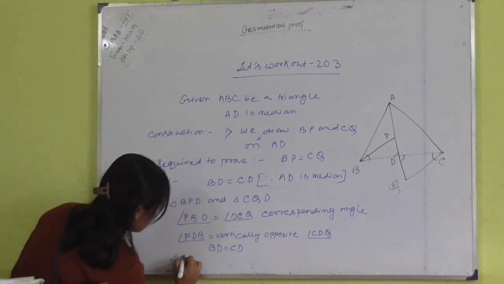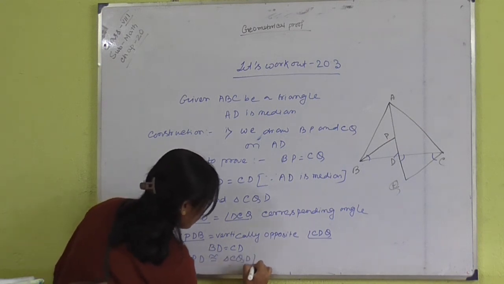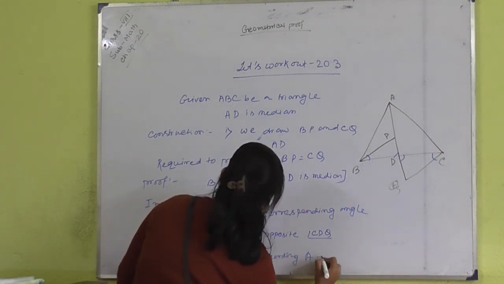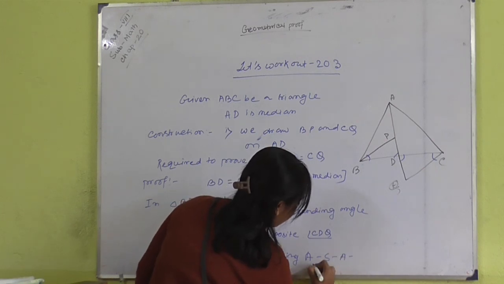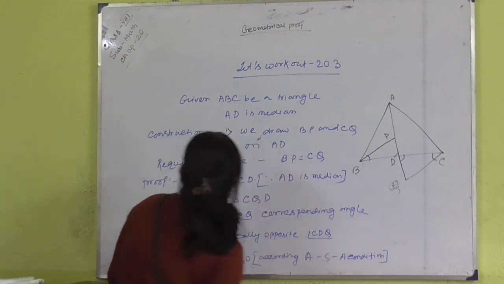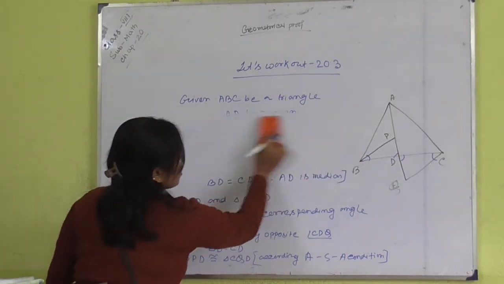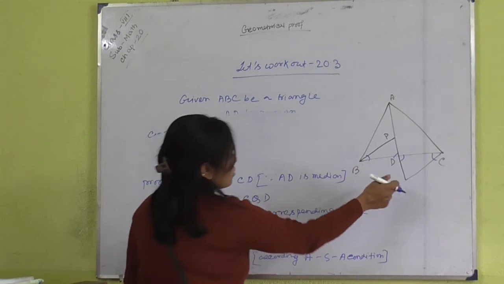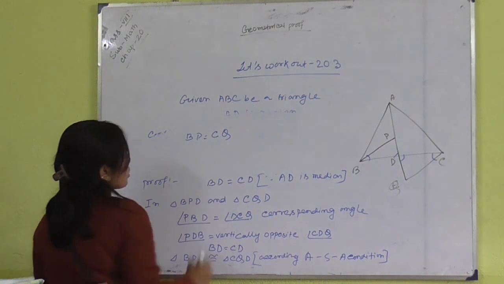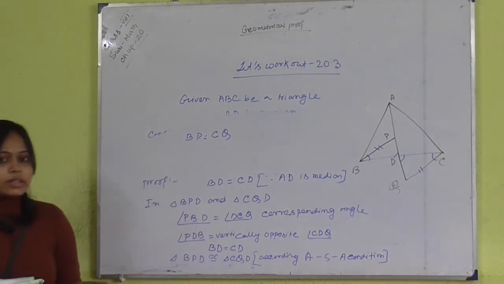So triangle BPD is congruent to triangle CQD according to the angle-side-angle condition. Now they are also equal, so we can write BP and QC equal. BP is equal to QC because they are corresponding sides. Now the proof is complete. That's all for today.